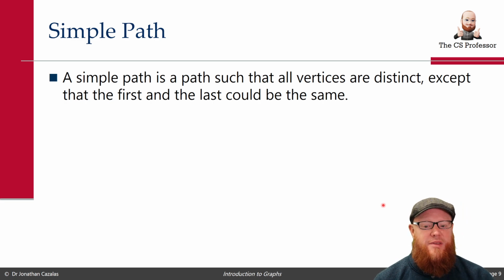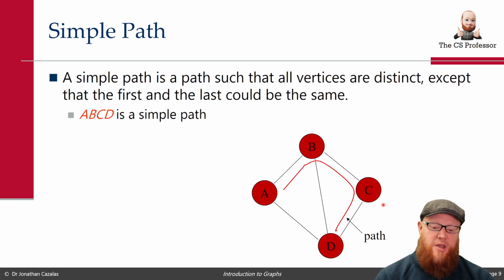A simple path is a path such that all vertices are distinct, except that the first and the last could be the same. So here, if we have this graph, it's clearly an undirected graph. A simple path would be A, B, C, D, right? It says that all vertices are distinct, except the first and the last could be the same.